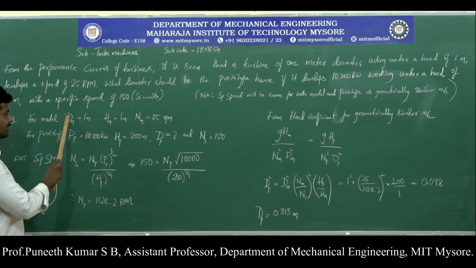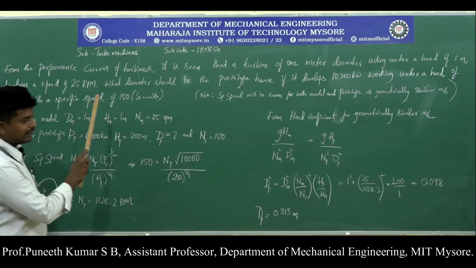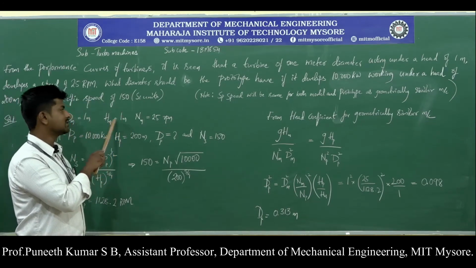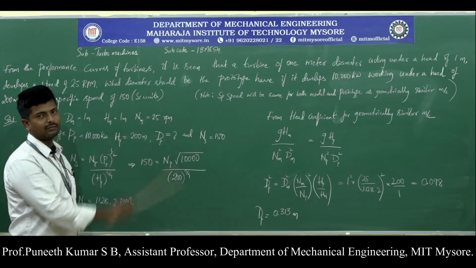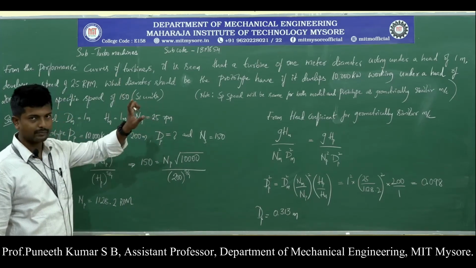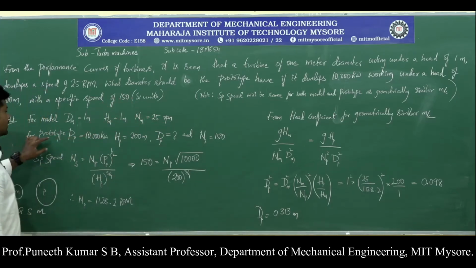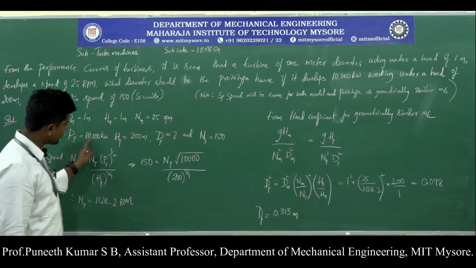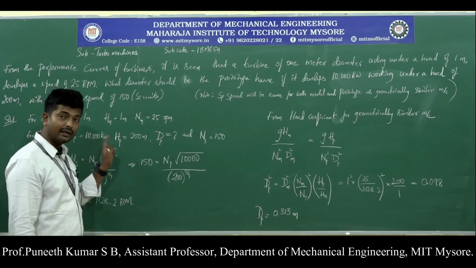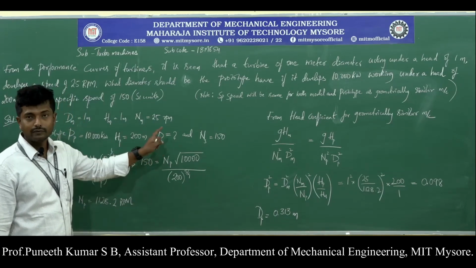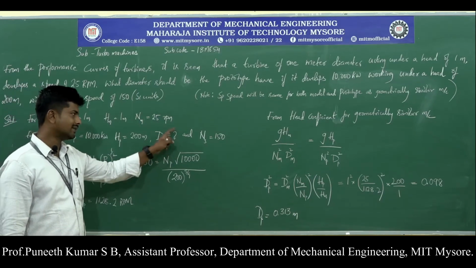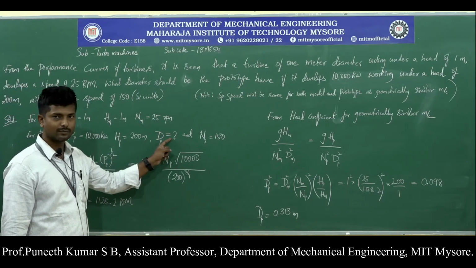So for the model, the diameter of the model machine is 1 meter, the head available for this model type is 1 meter, and the speed at which the model turbine is running is 25 rpm. Similarly, for the prototype, the power output is 10,000 kilowatt, the head available is 200 meters, and the diameter of the prototype is yet to be found. This is the solution to be found in this problem.